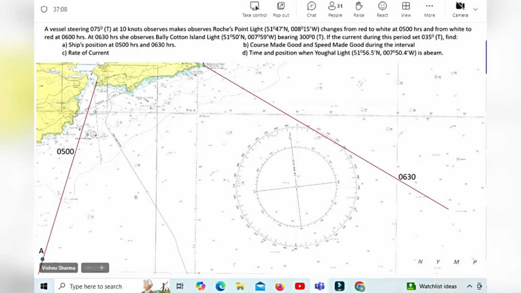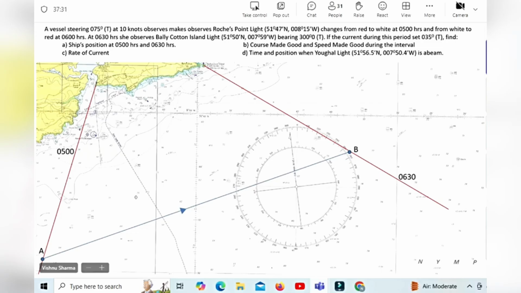Now, through A, draw the CTS. Where it cuts the third PL, mark that point as B. So now you know from A how B came. If you change point A, point B will automatically change because CTS will cut somewhere else then.